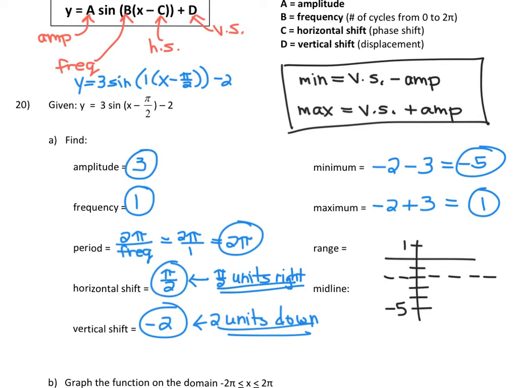So let me get this out of here. That way we can answer the rest. So the next part asks for the range. The range just means how high and how low it goes. So we've already talked about that. It's going to fluctuate between -5 and +1.